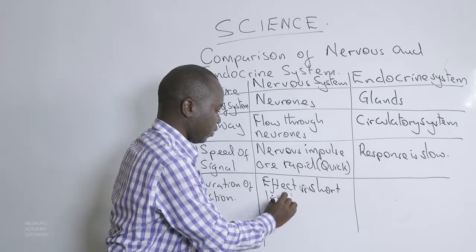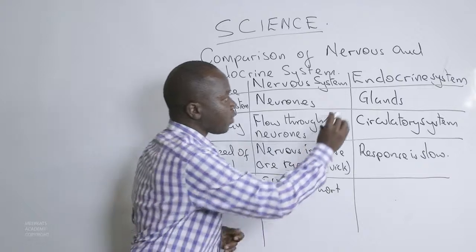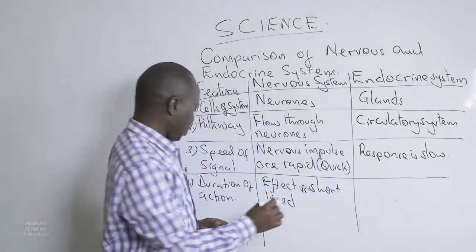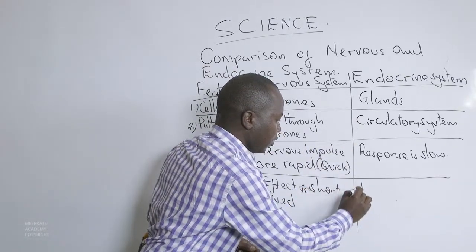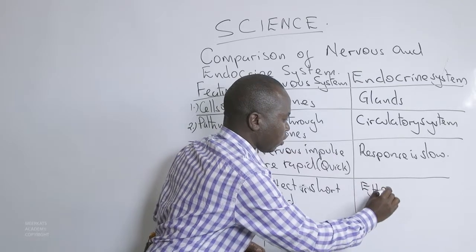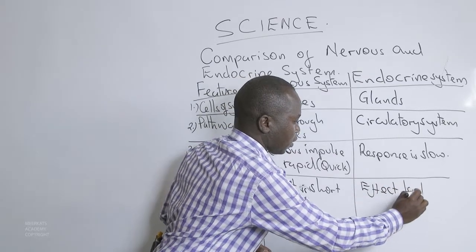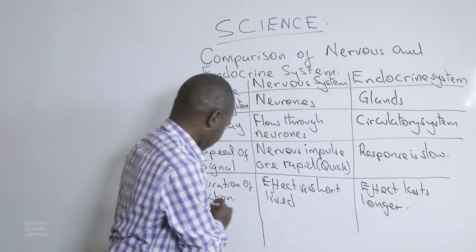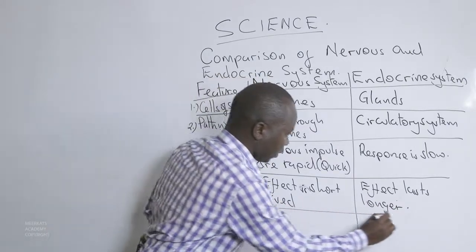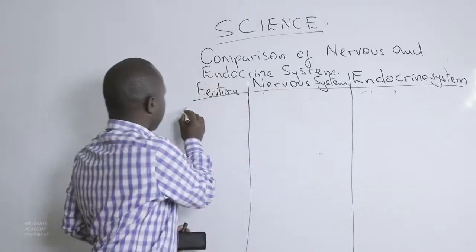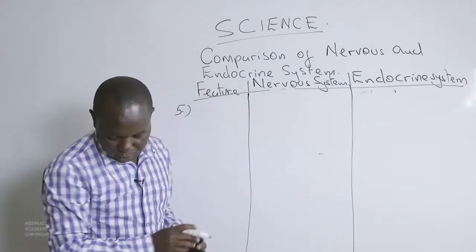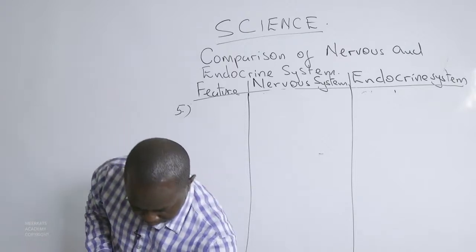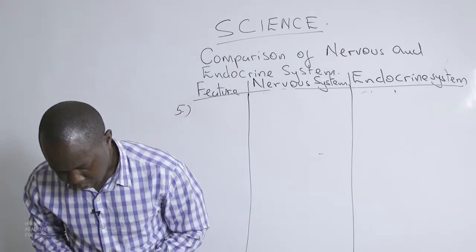Effect is short-lived. But for the endocrine system, the duration of action, the effect lasts longer as compared to that. You can also look at another feature, number 5, target cells.